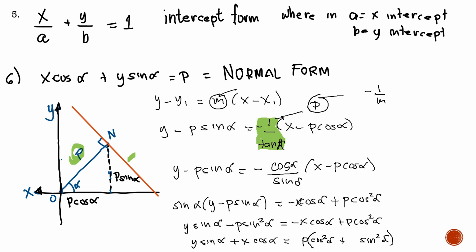But what is this one? This one is an identity that is equal to 1. Therefore, there you have it. Y sine of alpha plus x cosine of alpha is equal to P. Ito po yung ating normal form.